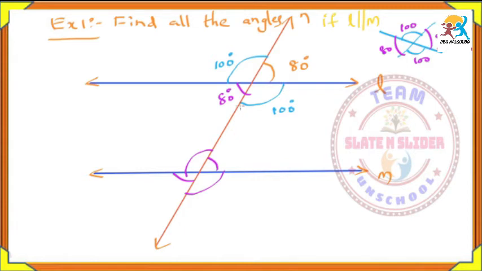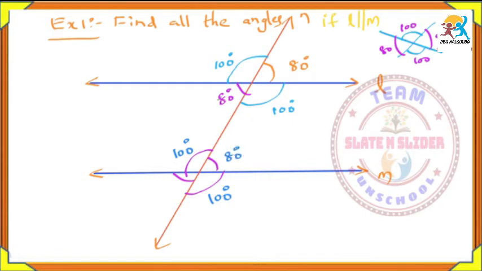If it is 100 degrees, then definitely the alternate interior angle for this 100 degrees is this one. This is also 100. And if you know one angle here, then definitely we can write the remaining angles. If it is 100, then definitely it is also 100, because these two are vertically opposite angles. And the alternate interior angle for this 80 degrees is this one.